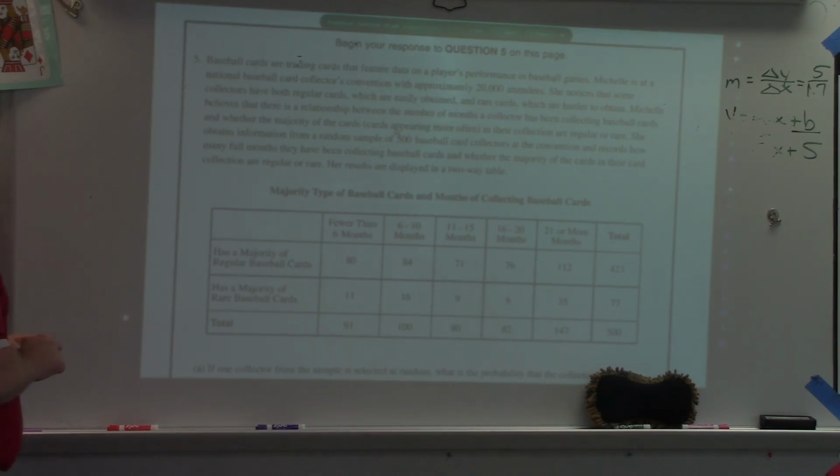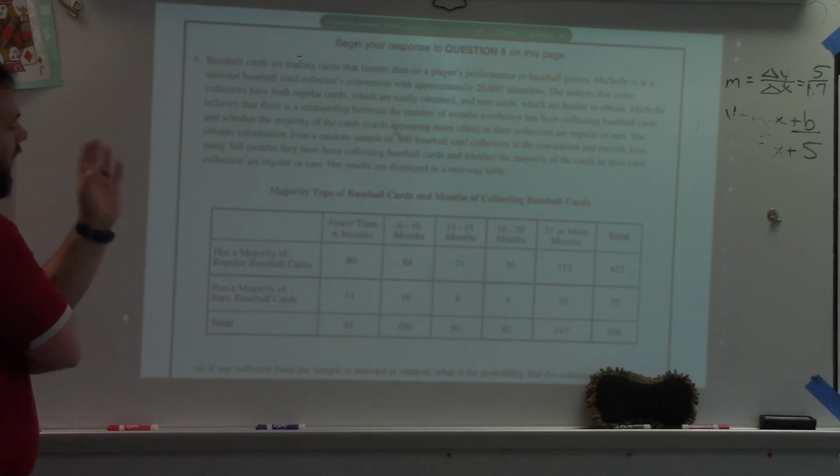She notices that some collectors have both regular cards, which are easily obtained, and rare cards, which are harder to obtain. Michelle believes that there is a relationship between the number of months a collector has been collecting baseball cards and whether the majority of the cards in the collection are regular or rare. She obtains information from a random sample of 500 baseball card collectors at the convention, records how many full months they've been collecting, and so on.